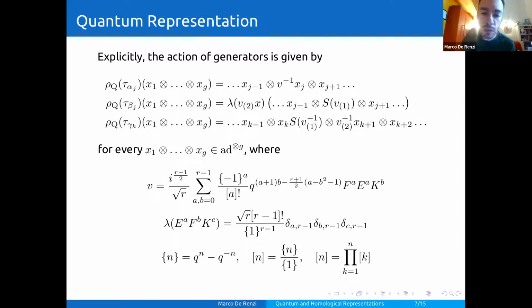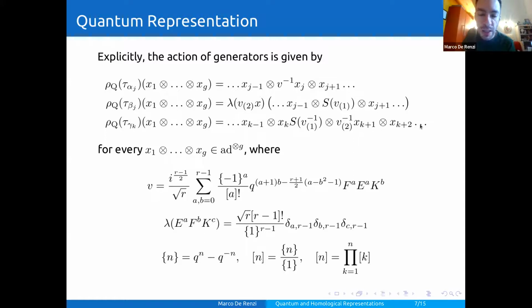Right, so again, the main point here is that in the case of SL2, I can give you very, very explicit formulas. Each of these elements of the mapping class group acts kind of locally on this tensor product. So alpha j and beta j act only on the jth component, and gamma k acts on the kth and (k+1)th components.